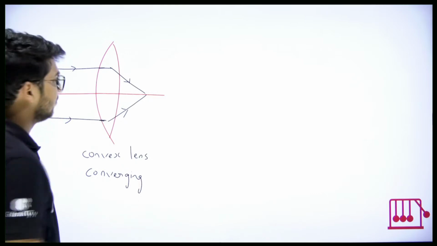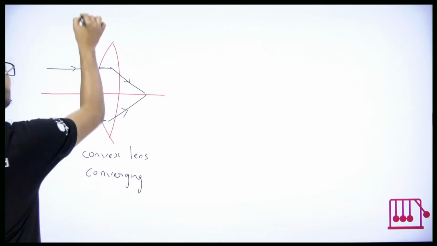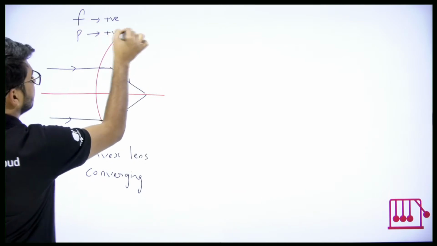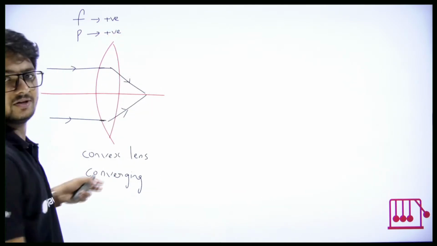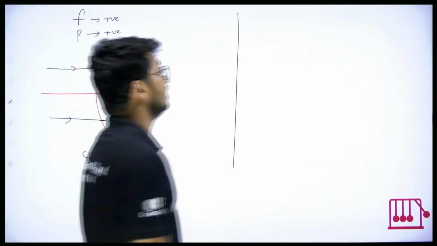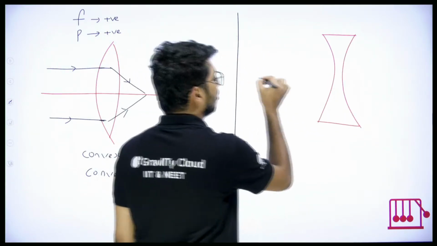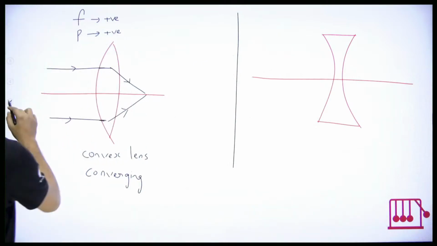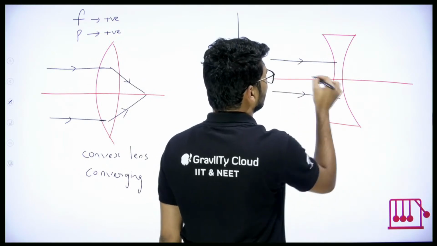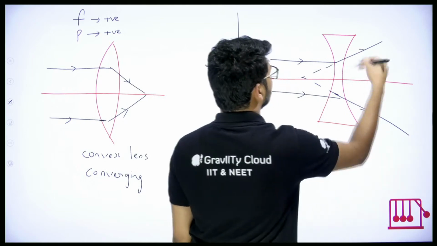And here, is the focal length positive or negative? The focal length in this case is positive, that means power is positive. Now similarly, if I take a concave lens with its principal axis, and incident parallel rays, what happens to them? They will refract in this way, or they will diverge.